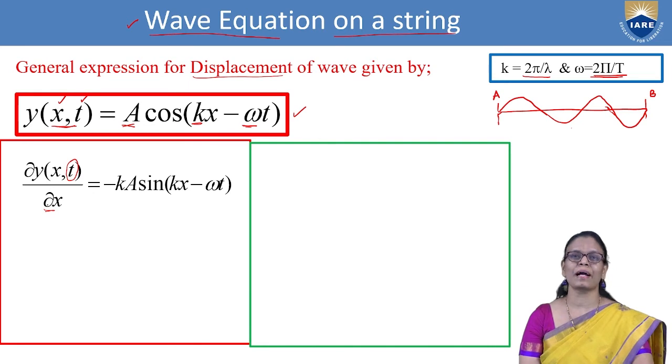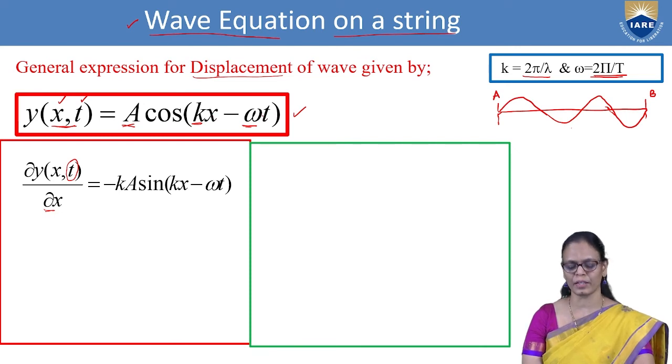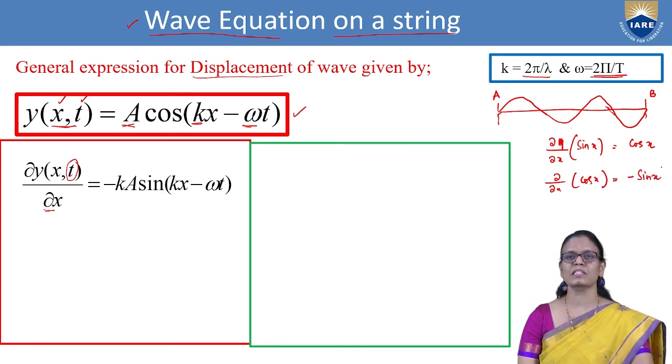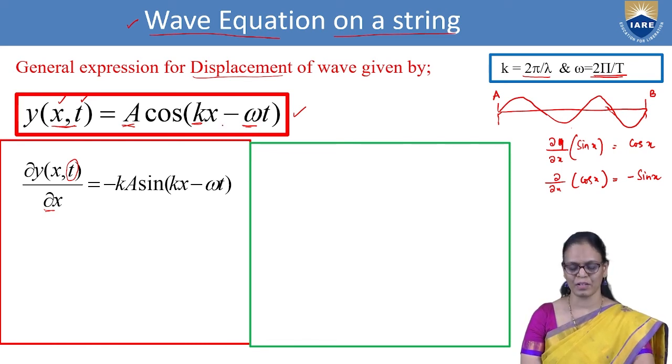So dou y by dou x of (x,t) will be what? What is the expression we have? A cos(kx minus omega t). So for cos(kx minus omega t), we get minus sin, because if you talk about dou by dou x of sin x, it will be cos x. And for cos x, it will be minus sin x. These are the basic formulae we know. So the same things we are using here. So dou y by dou x will be A cos(kx minus omega t) into k. For kx we get k. So we are writing minus k A sin(kx minus omega t).